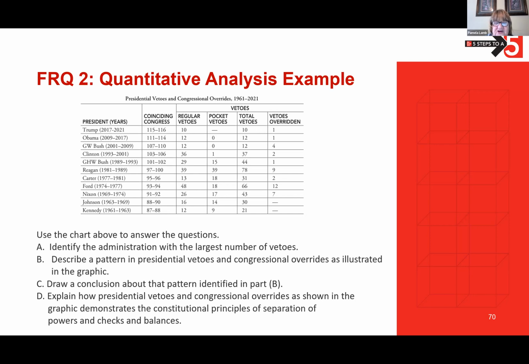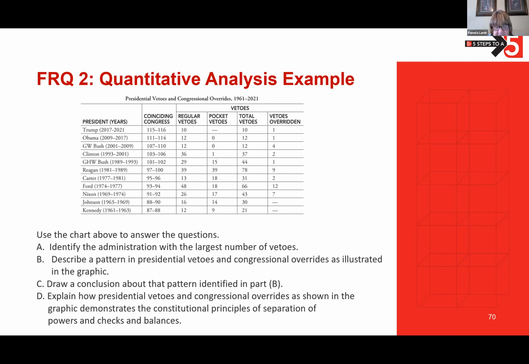Ronald Reagan had the largest number of vetoes. It's a very straightforward question and a very straightforward answer. If you had only put Ronald Reagan or Reagan, you would have got the point. I prefer, and most readers prefer, that you put complete sentences. But certainly if you just had bulleted that one, they would not take that away from you.